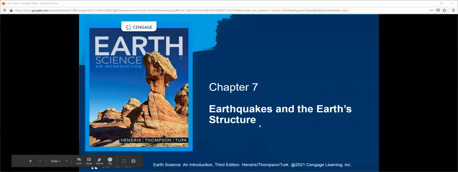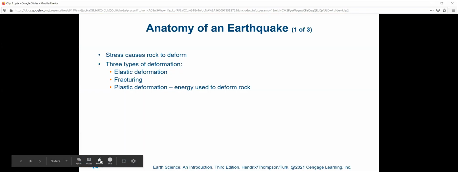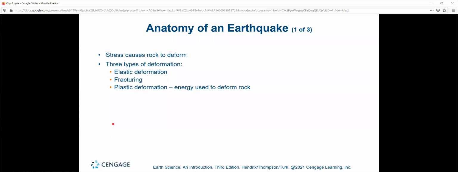So let's talk earthquakes and Earth's structure. So, what is an earthquake, right? Before we get into what an earthquake is, we need to discuss deformation. Deformation is a huge factor when it comes to geology, when it comes to understanding the Earth. Within deformation, we have 3 main types: elastic, fracturing, and plastic. Plastic and elastic seem kind of similar, but the differences we'll see here in a bit are duly important.